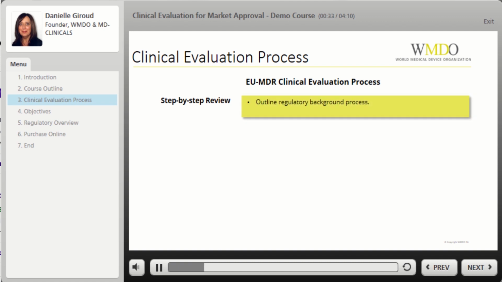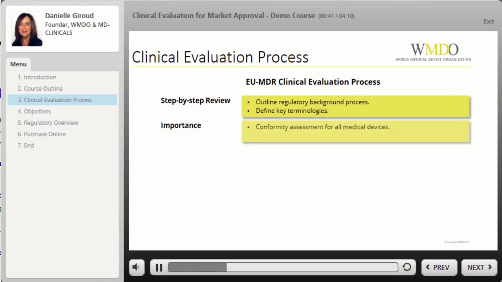We will begin by outlining the regulatory background process and defining key terminologies. The clinical evaluation process is an important part of conformity assessment for all medical devices, regardless of which risk classification they fall under. It is also closely linked to the risk management process and post-market surveillance activities. This course will clarify and emphasize these parallels throughout each step of the process.